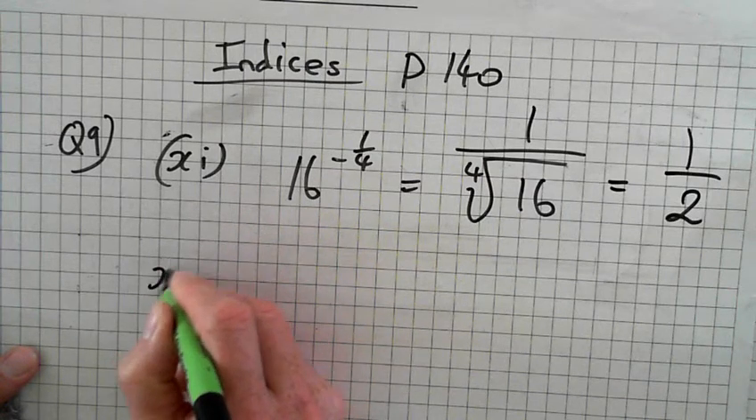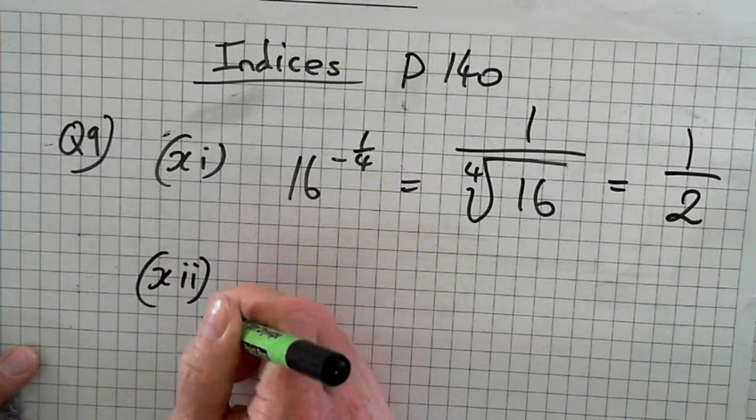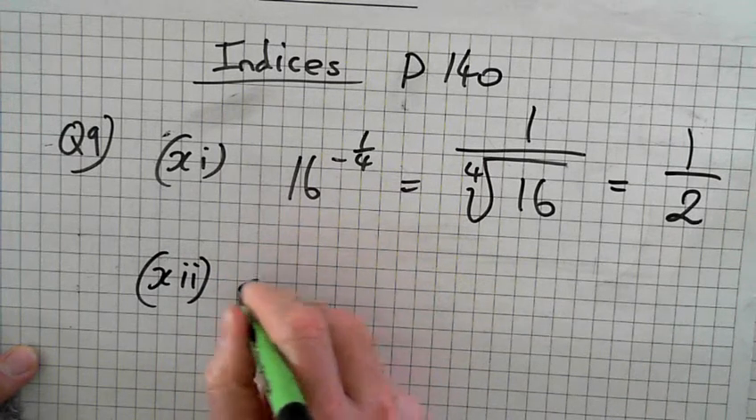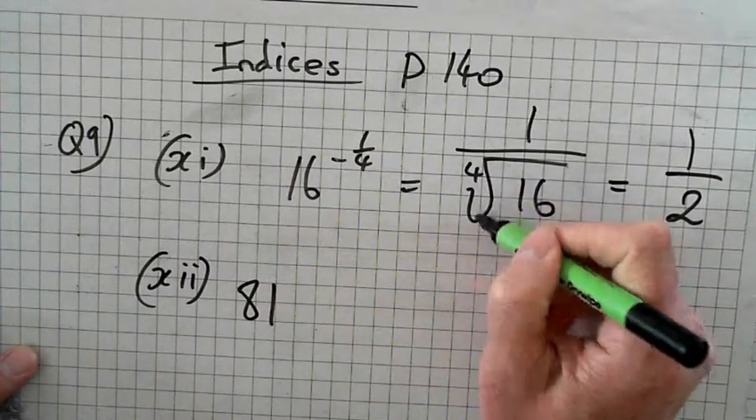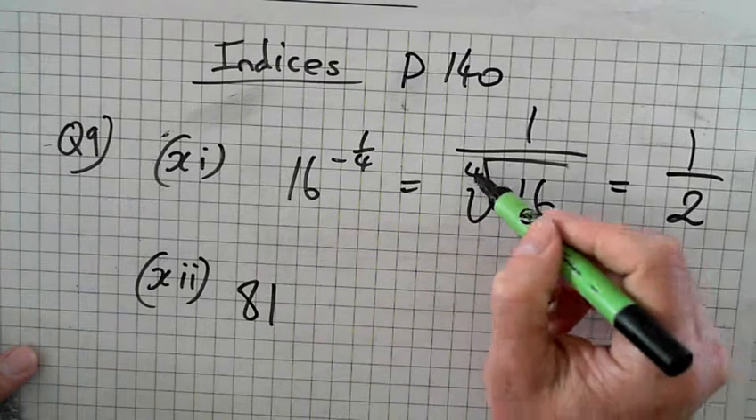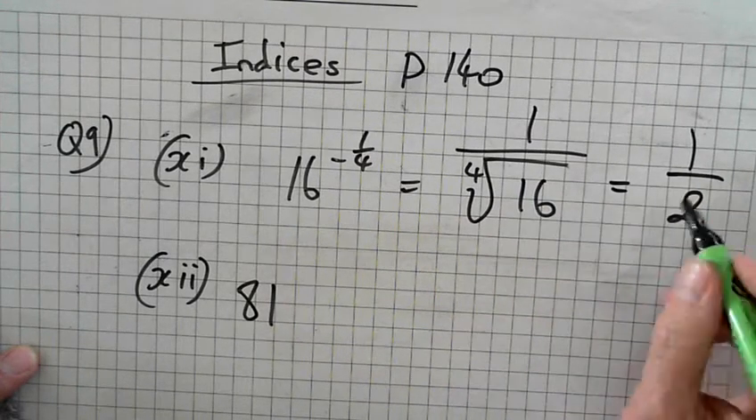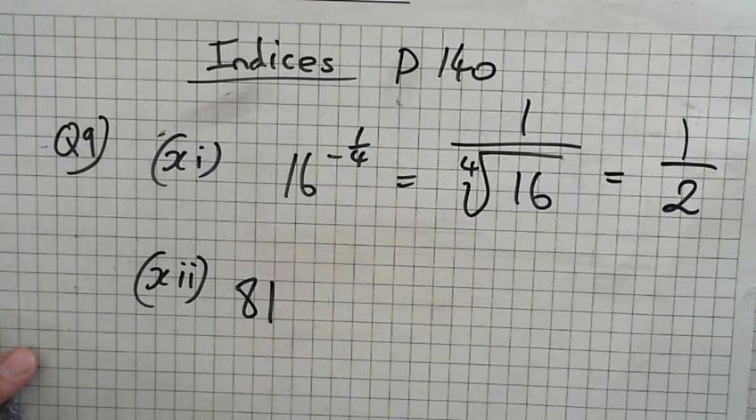All right, the 4th root of 16. What 4 numbers multiplied give 16? 2 times 2 times 2 times 2.